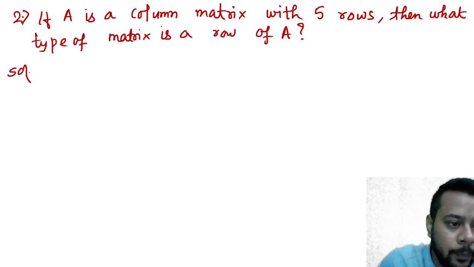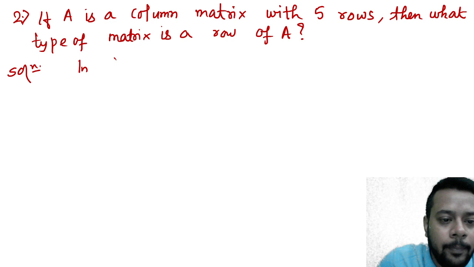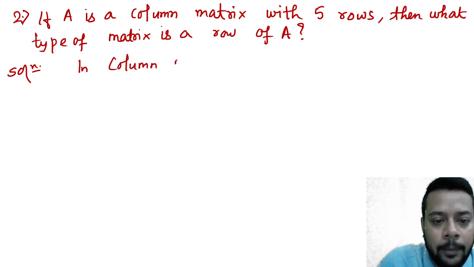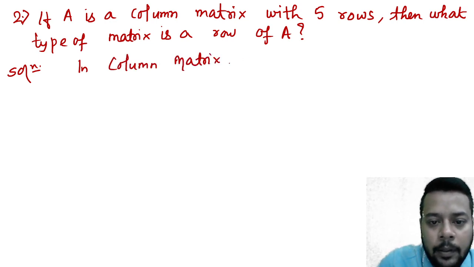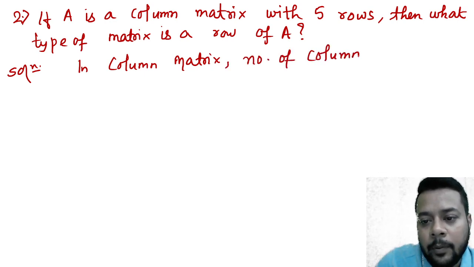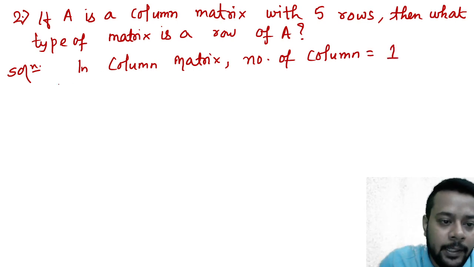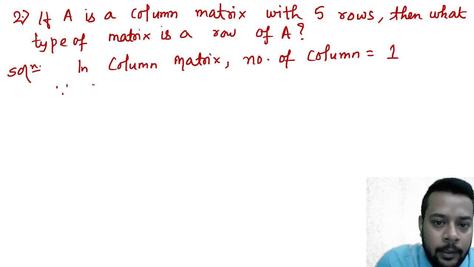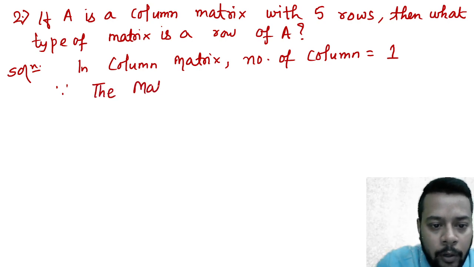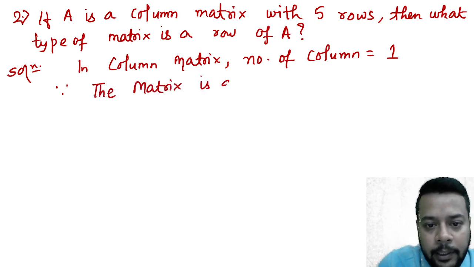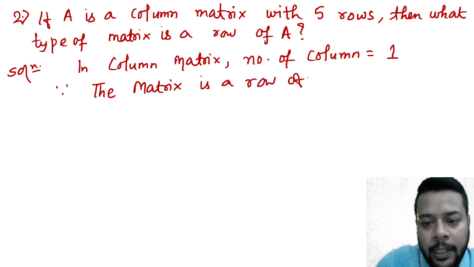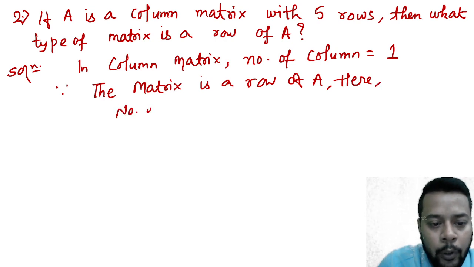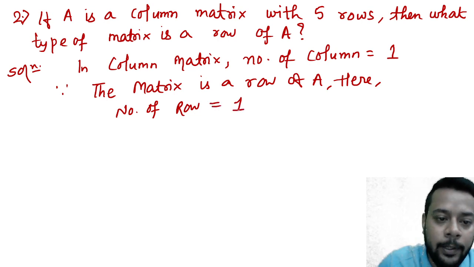So as we know, in column matrix, number of column is equals to 1. Number of column is equals to 1. And since the matrix is a row of A, so here number of row will be also considered as 1.